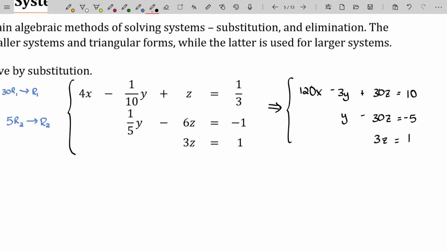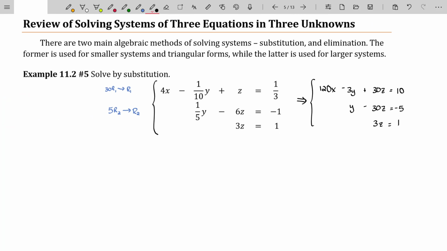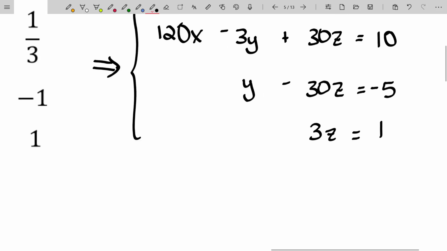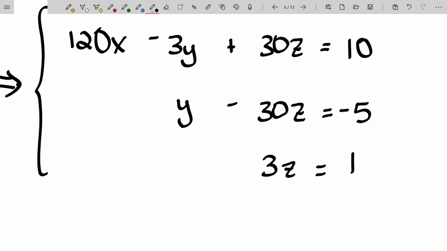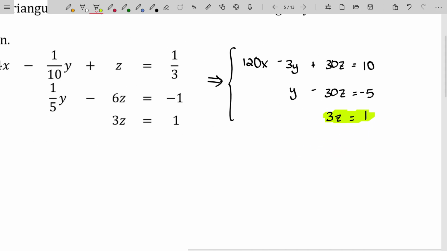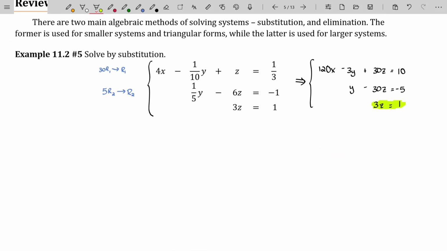So there we go. At this point, we can now do what's called back solving, which is basically substitution. You take the equation that's easiest to solve, which would be the bottom equation here, and you solve. So I'm going to solve that for z. We find out that z is equal to 1/3. I'll box that up so I don't lose it.